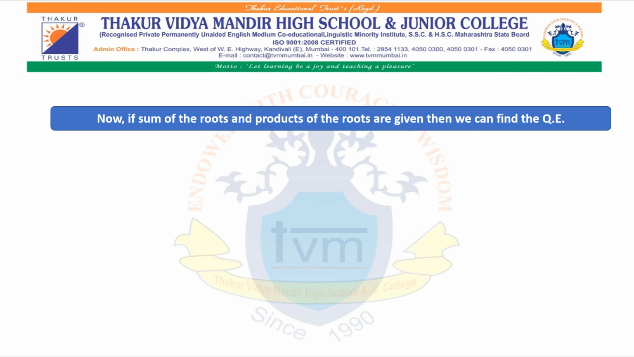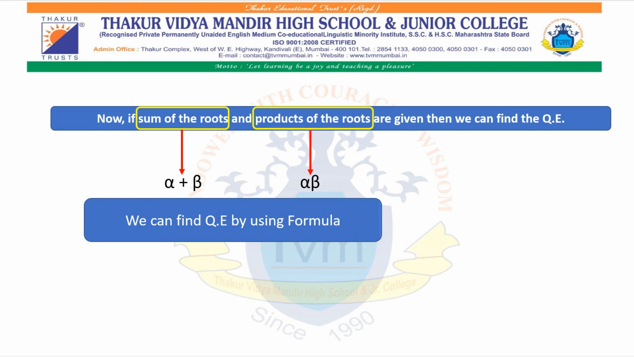Now if the sum of the roots and product of the roots are given, then we can find the quadratic equation. Sum of the roots means alpha plus beta and product of the roots means alpha into beta. If we have these two values, then we can find out the quadratic equation by using this formula: x square minus (alpha plus beta) into x plus alpha beta equals 0. In this, we will substitute the value of alpha plus beta and alpha into beta so that we can get the quadratic equation.